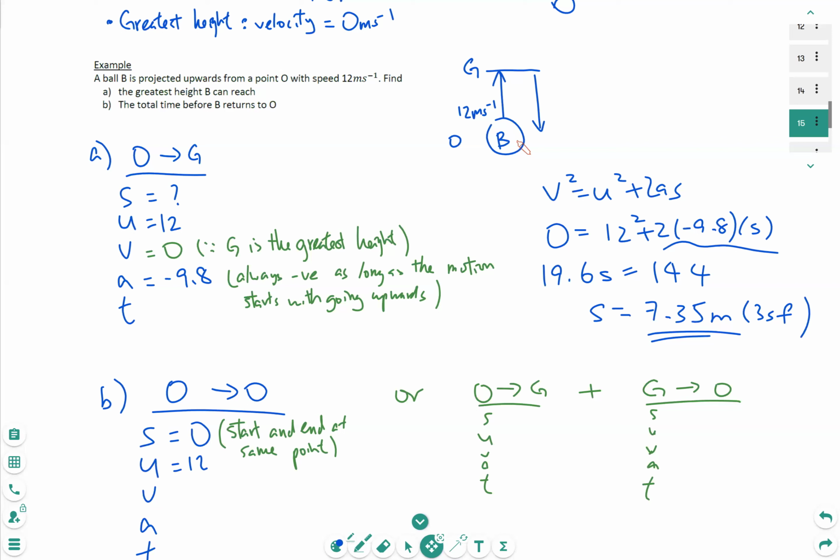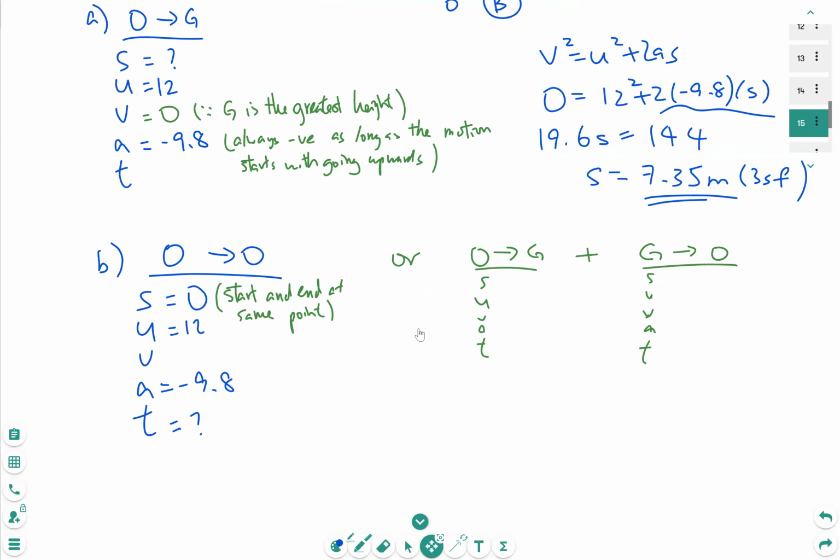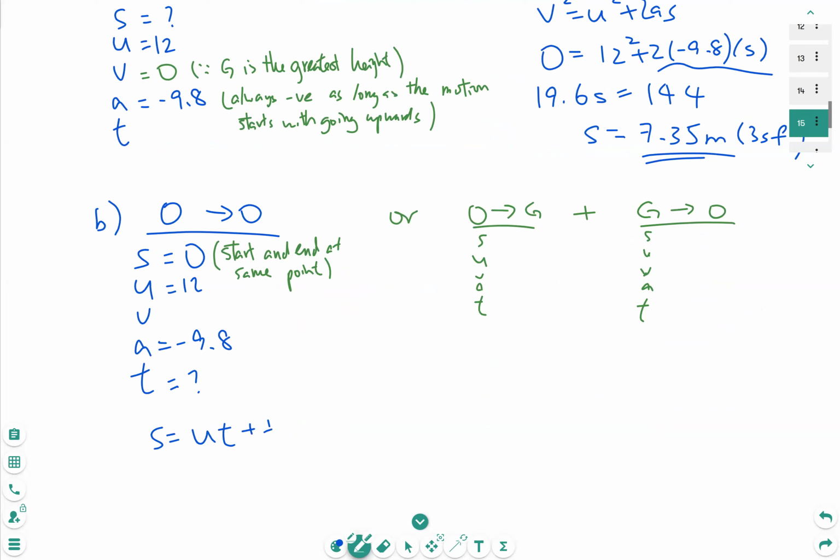What about V? Is V 12? No, because we don't know what speed the ball drops back down to the point O. It's like you throw a ball upwards. The speed you throw the ball upwards might not be the same as the speed you catch the ball when it drops, right? So we don't know V. A, however, we know is negative 9.8, and T is what we're interested in. So let's do that. S equals UT plus a half AT squared. 0 equals 12T plus a half times negative 9.8 T squared.